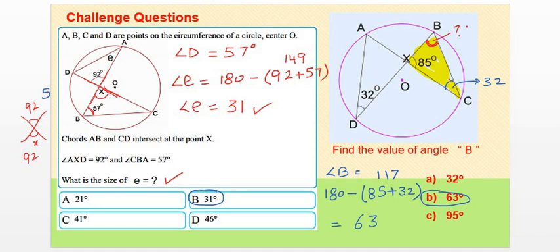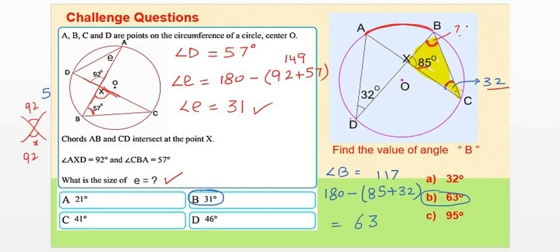Okay, now in the second challenge question, they want us to find the value of this angle B. Again, I will look at the triangle and think about how many angles already have their measurement given. So this angle is 85, and how can I find this angle C? Because C and this angle D are in the same segment of the circle, and both of them are standing on this arc AB. Clear? So for sure this angle will be 32.